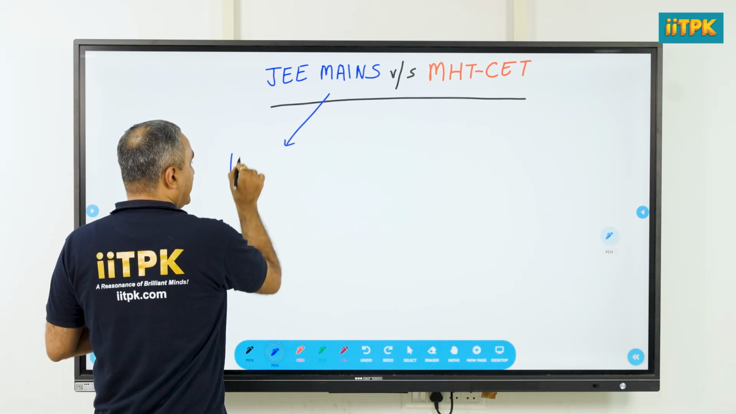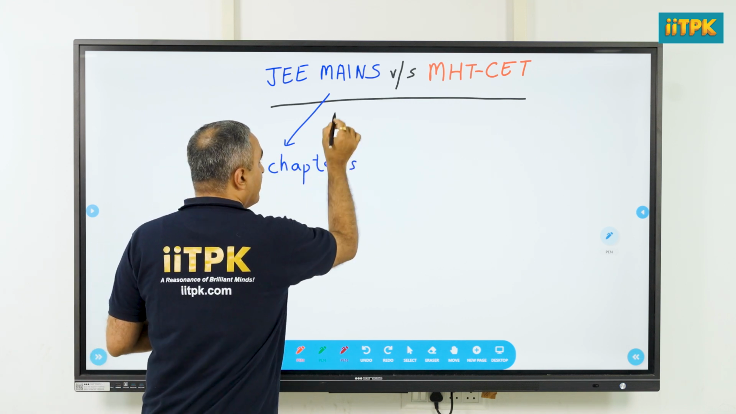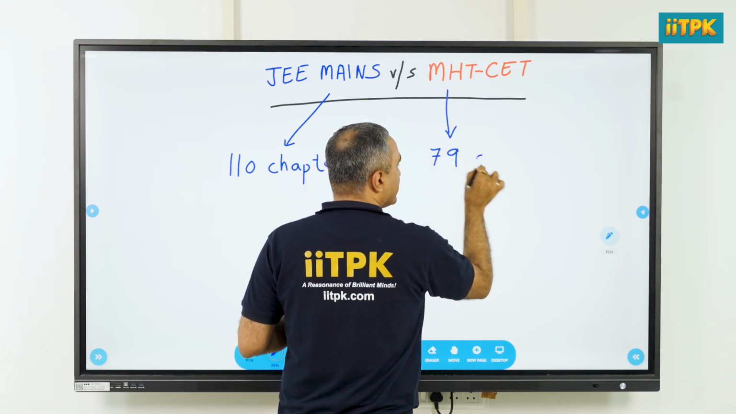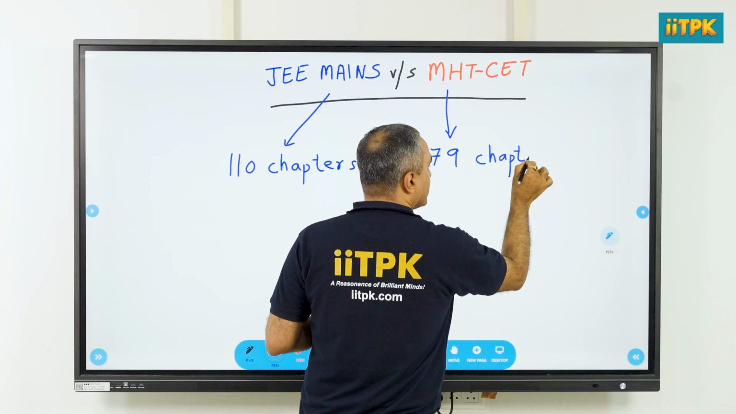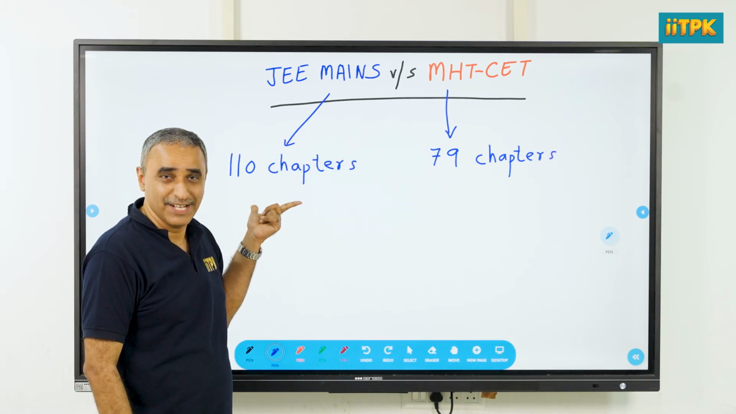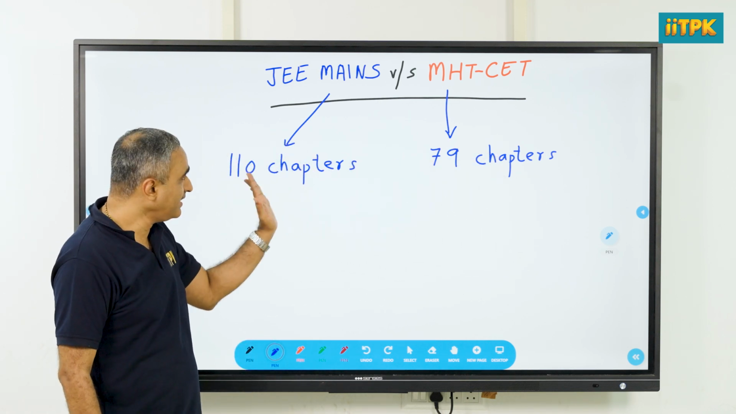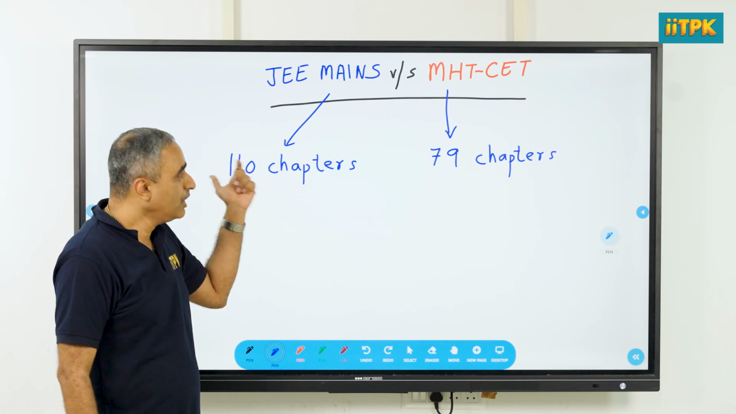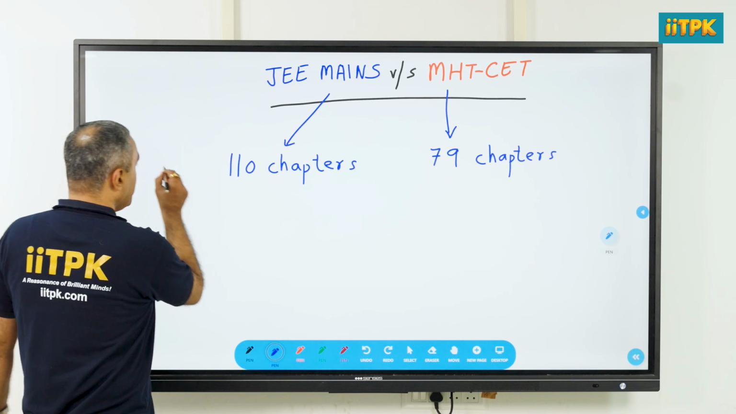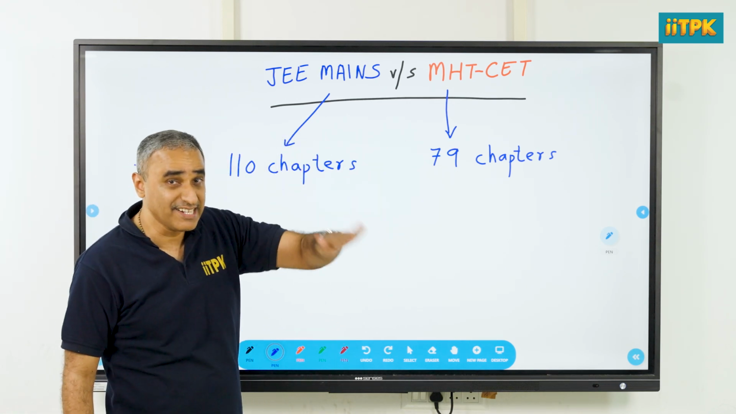JEE Mains has roughly 110 chapters in its syllabus, physics, chemistry, maths put together, whereas the MHT-CET examination has only 79 chapters. So there is a difference between the syllabus, but the good part is these 79 chapters are part of this 110. So there is nothing in the CET syllabus which is not there in JEE Mains. If you study these 110 chapters properly up to JEE Mains level, you naturally get prepared for all these 79 chapters of CET as well. So there is no separate preparation needed for CET as such once you are prepared for 110 chapters. This is as far as the learning is concerned.